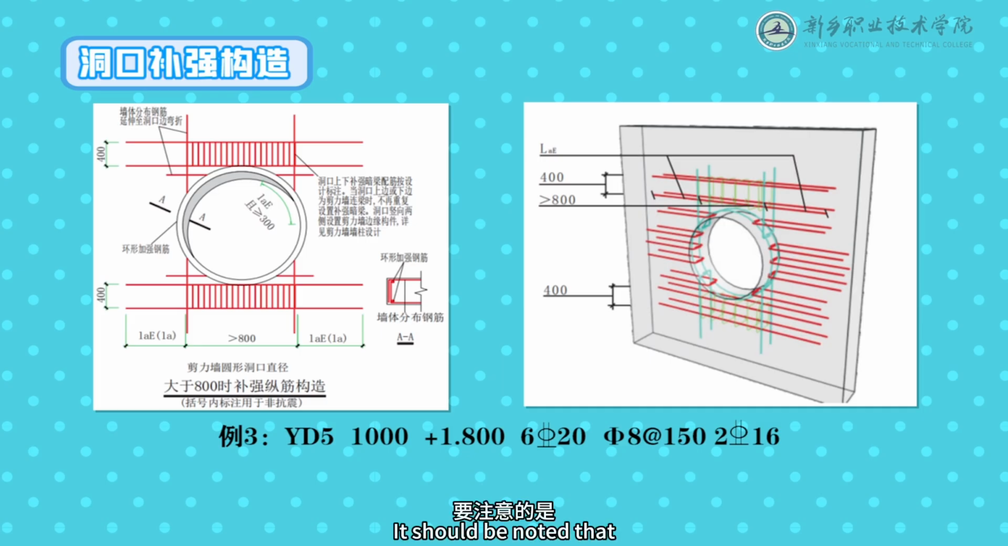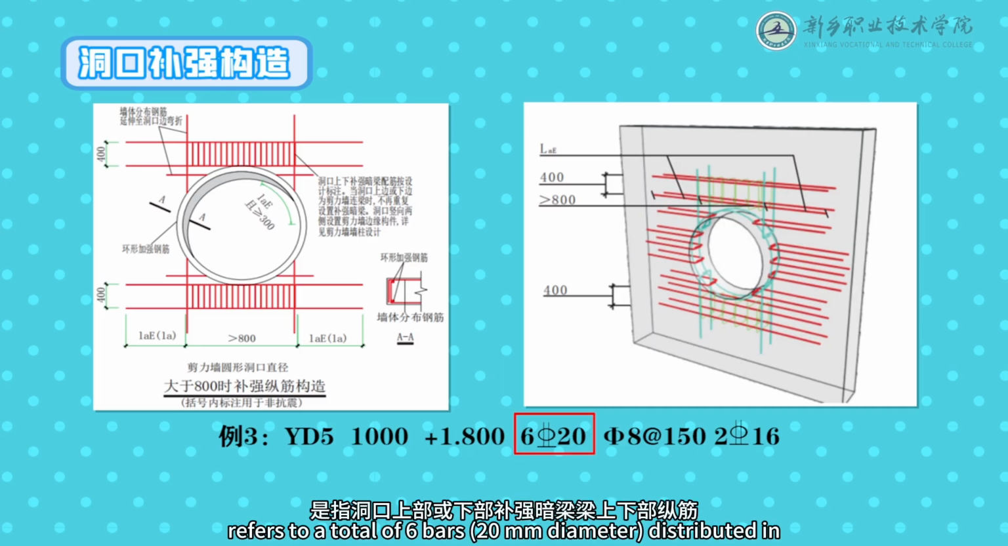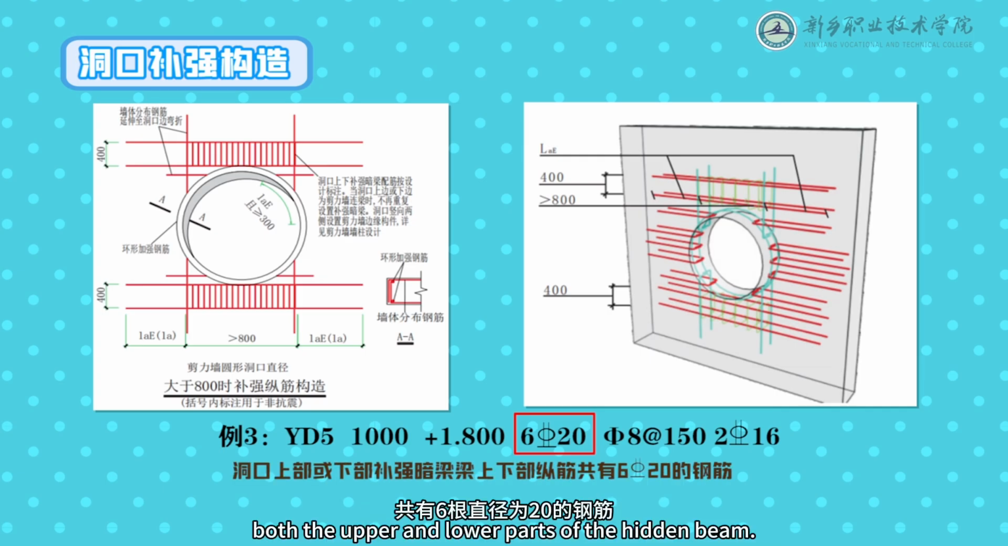It should be noted that the 6x20 longitudinal bars for each hidden beam refers to a total of 6 bars, 20 mm diameter, distributed in both the upper and lower parts of the hidden beam.